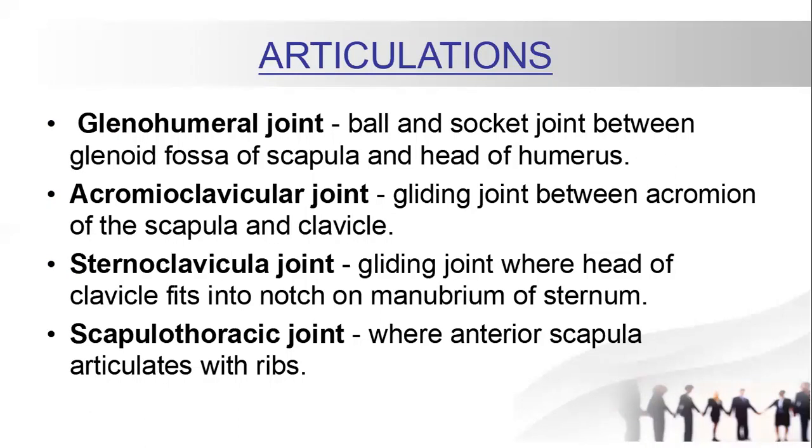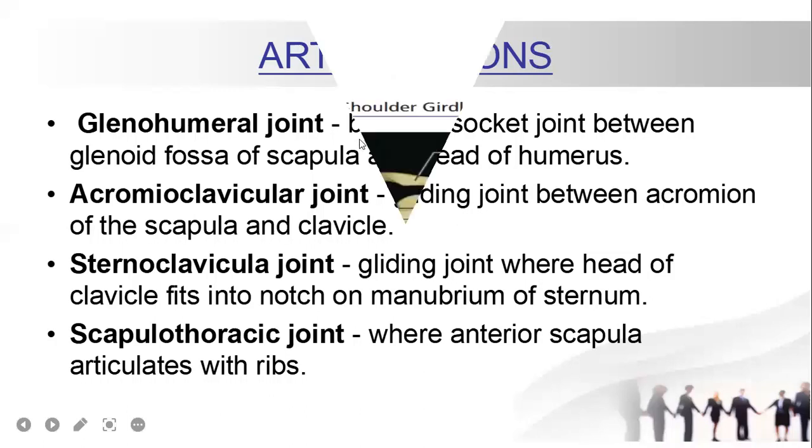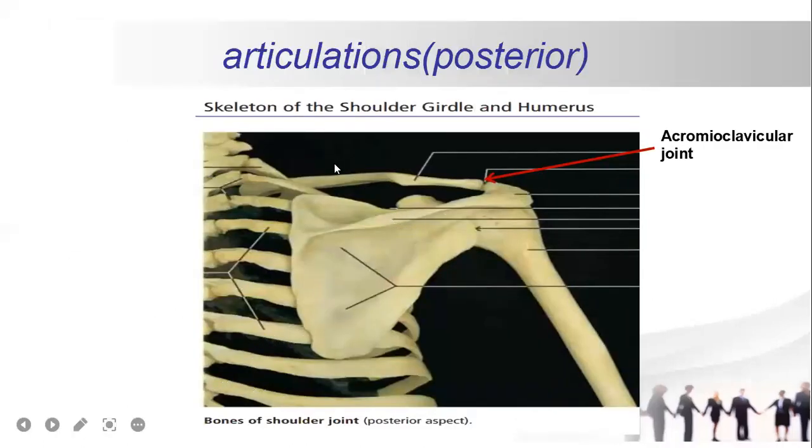This is now just some posterior attachment of the scapula to the ribs. So those are the articulations of the shoulder girdle to the axial skeleton. This is an image showing the articulation of these two bones, the clavicle and the scapula. This was taken from the posterior aspect.